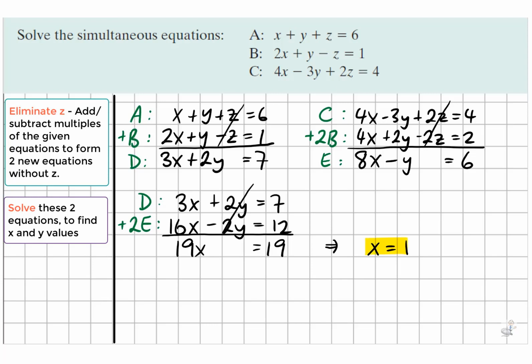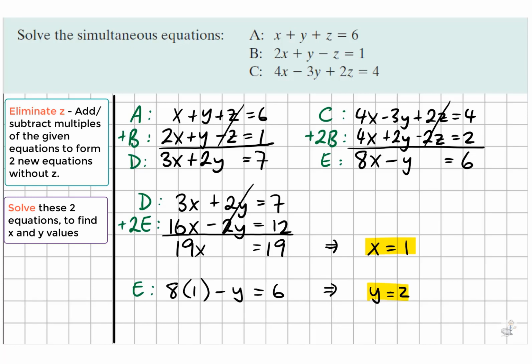Now that we know the value of x, it's straightforward enough to find the value of y. So we might use equation E. So we have 8 times x, which is 8 times 1, minus y is equal to 6. And we see, well, if we take 2 from 8, we will get 6. It follows y is equal to 2.